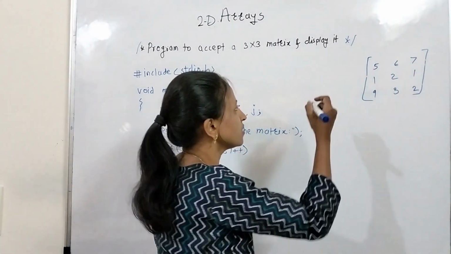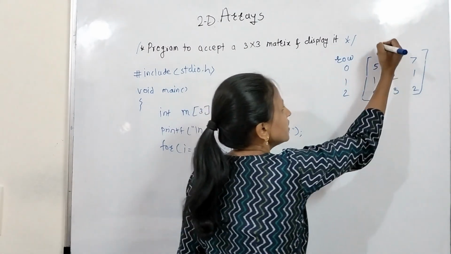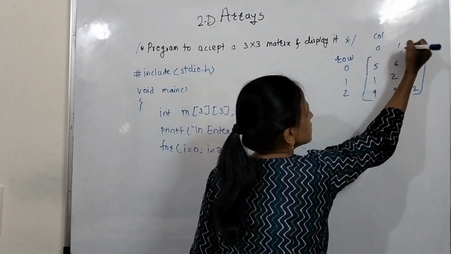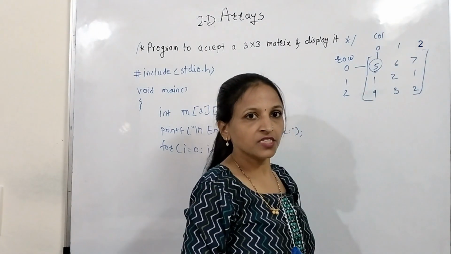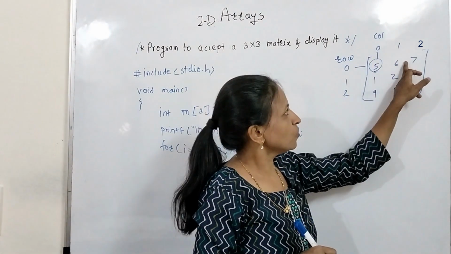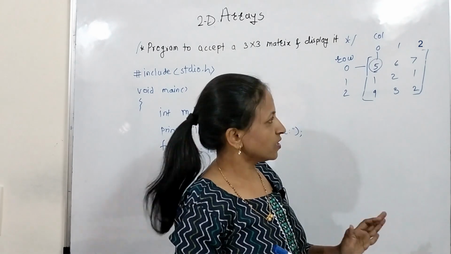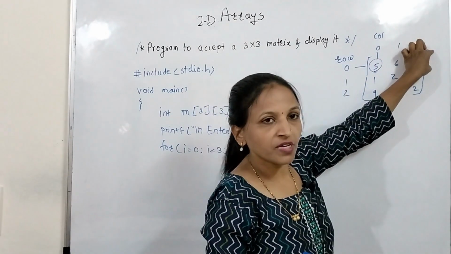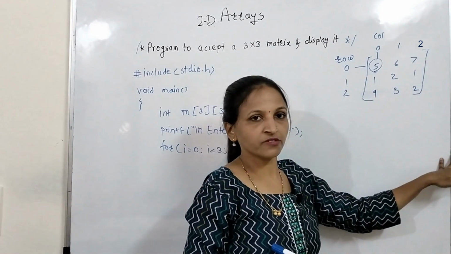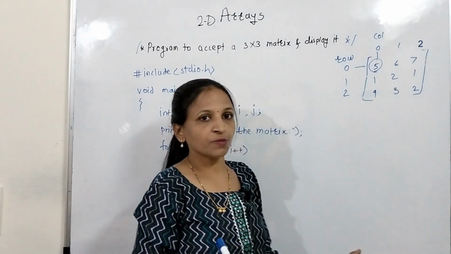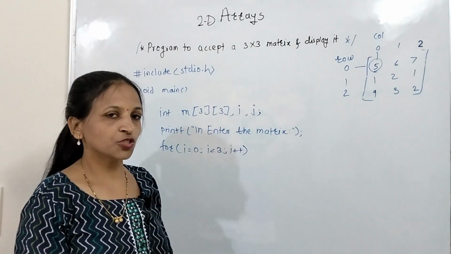In that way, the row index will be 0, 1, 2, and the column index will again be 0, 1, 2. This element will have row 0, column 0. In this way, this element will have row 0, column 1. In this way all the elements will get stored internally. Internally, these 3 rows' elements will get stored one after another. The two-dimensional array will get stored just like a one-dimensional array, contiguous.